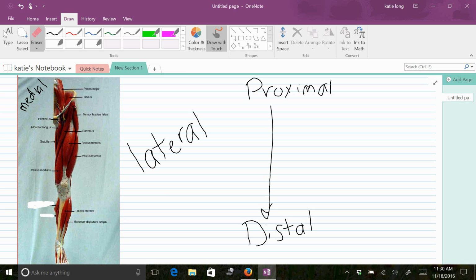We have the gastrocnemius. And medial to your gastrocnemius is going to be your soleus. Right there. Okay, so that is our first image. We're going to move right along.